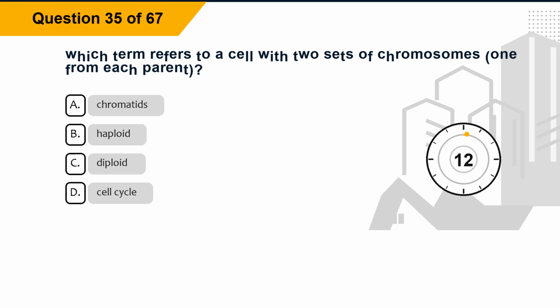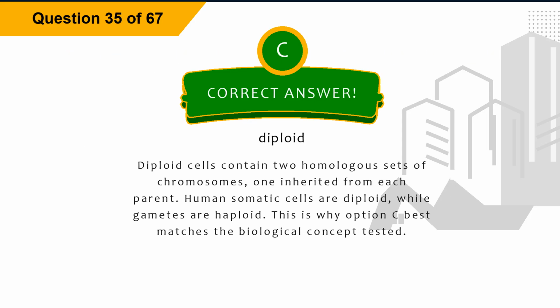Question 35. Which term refers to a cell with two sets of chromosomes, one from each parent? Option A, chromatids. Option B, haploid. Option C, diploid. Option D, cell cycle. The correct answer is option C, diploid. Explanation. Diploid cells contain two homologous sets of chromosomes, one inherited from each parent. Human somatic cells are diploid, while gametes are haploid. This is why option C best matches the biological concept tested.